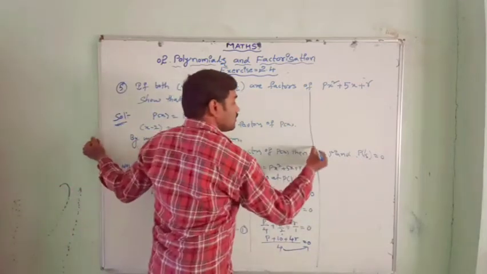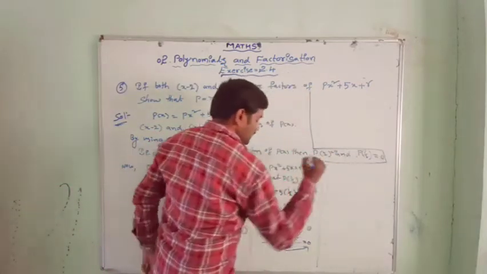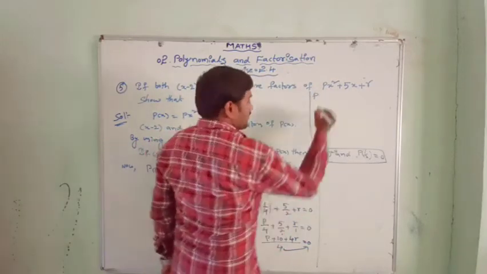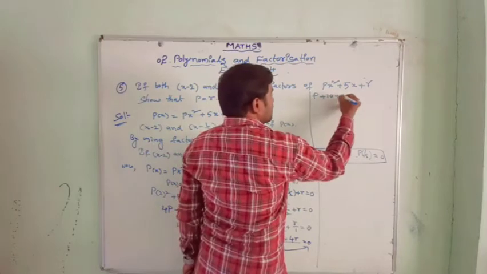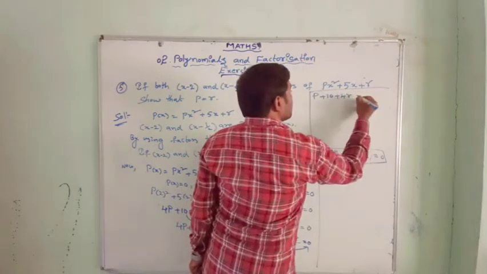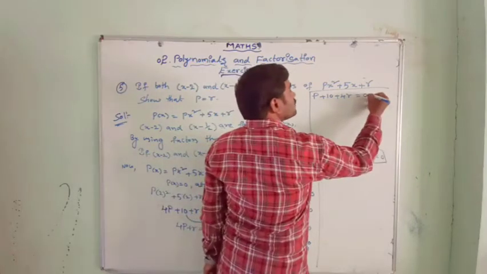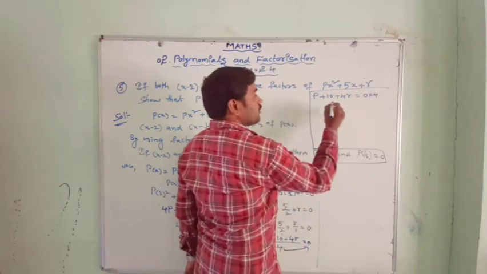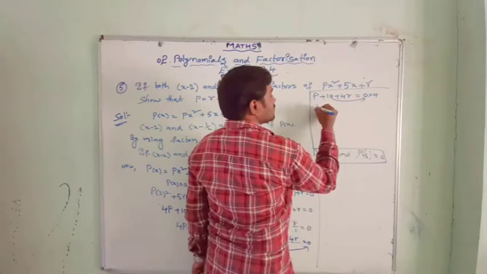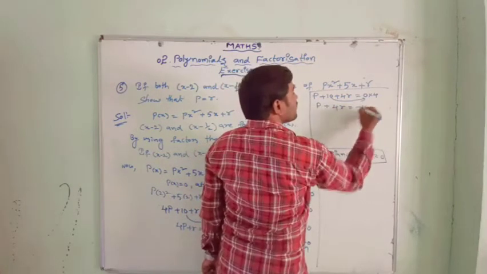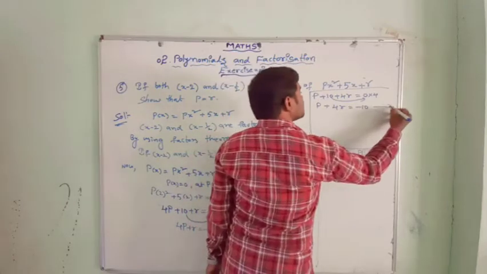Let us write now what is here. p plus 10 plus 4r equal to 0 into 4. 0 into 4 will be 0. This plus 10 we will transfer to this side, so p plus 4r equal to minus 10. So this is equation number 2.